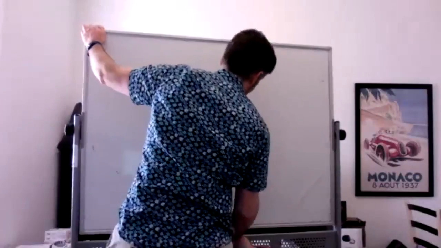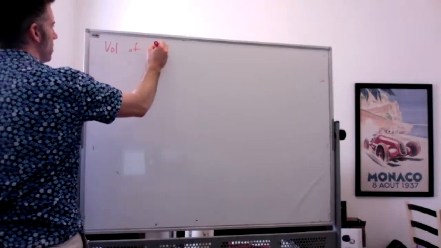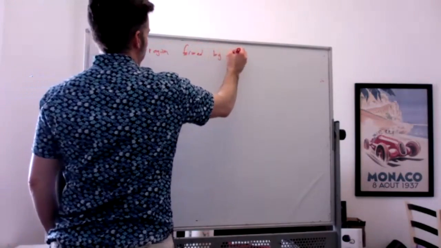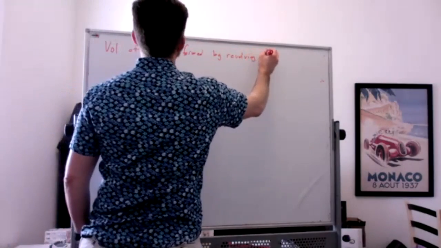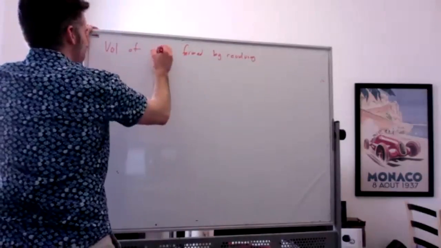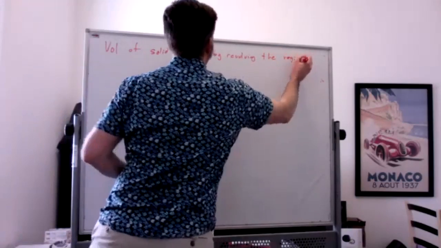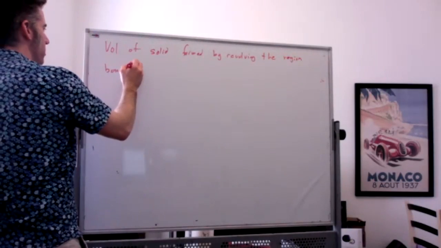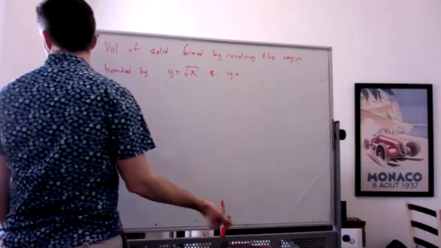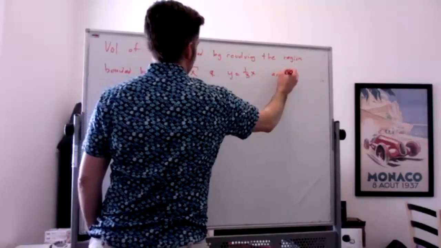Let's look at something like this. Let's say I want to find the volume of the solid formed by revolving the region bounded by y equal to the square root of x and y equal to 1/3 x around each axis.